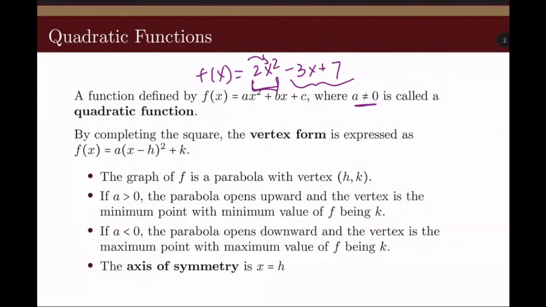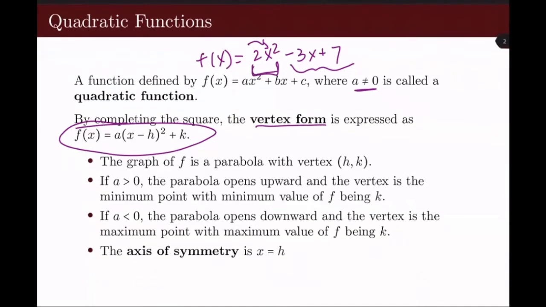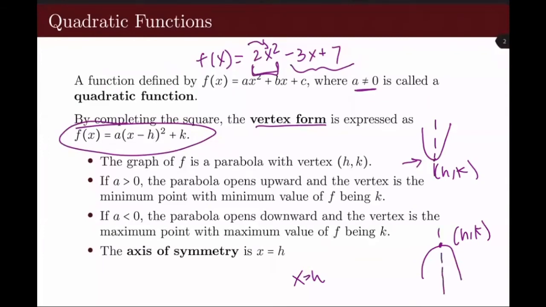By completing the square, the vertex form is expressed as f of x equals a times x minus h quantity squared plus k. The graph of f is a parabola with vertex h comma k. And if a is bigger than 0, the parabola opens upward and the vertex is the minimum point. However, if a is less than 0, the parabola opens downward and the vertex is the maximum point. The axis of symmetry is always x equals h, and it would be here.